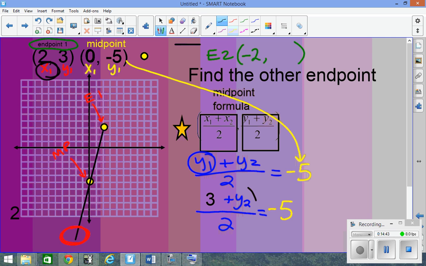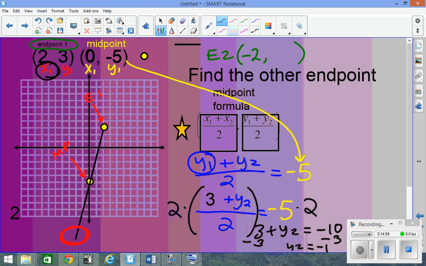How do we solve this? We're going to multiply both sides by 2. This leaves me with 3 plus my y2 coordinate is equal to negative 10. Subtract 3, subtract 3. y2 is equal to negative 13. Okay? So endpoint 2 lies at negative 2, negative 13. Negative 2, then 2, 3, 4, 5, 6, 7, 8, 9, 10, 11, 12, 13, which is approximately right there on my graph.